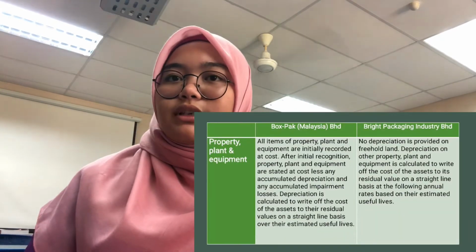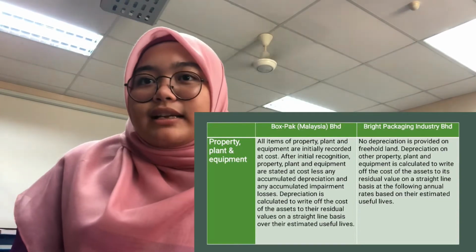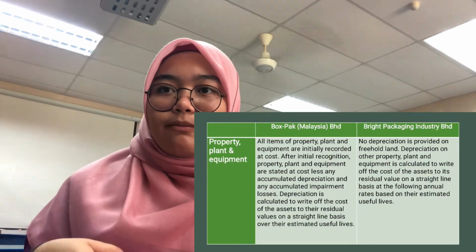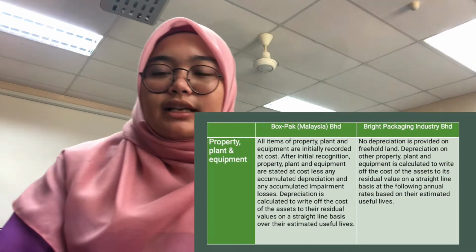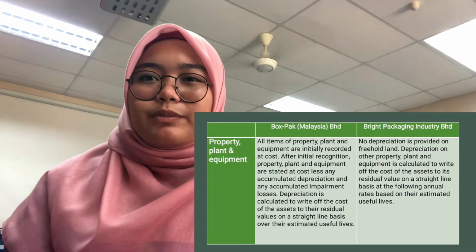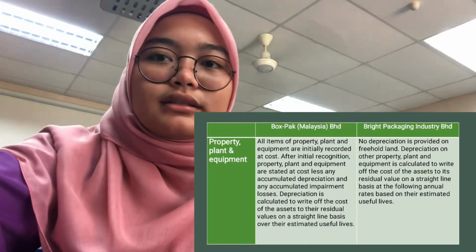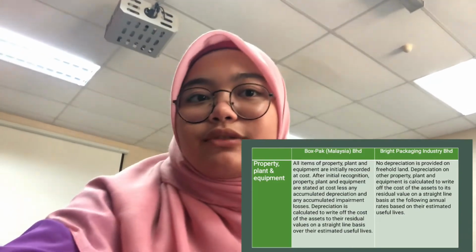So for Box Park Malaysia Berhad and Bright Packaging Industry Berhad, we compared their property, plant and equipment. In Box Park Malaysia Berhad, all items of property, plant and equipment are initially recorded at cost. After initial recognition, property, plant and equipment are stated at cost less any accumulated depreciation and any accumulated impairment losses. Depreciation is calculated to write off the cost of the assets to their residual values on a straight line basis over their estimated useful life.